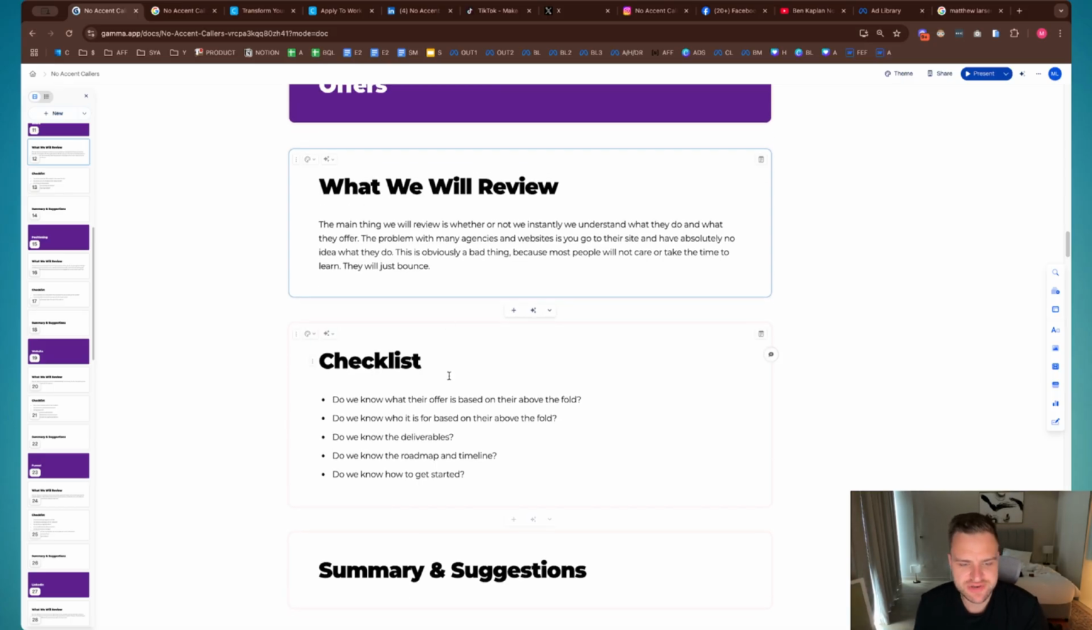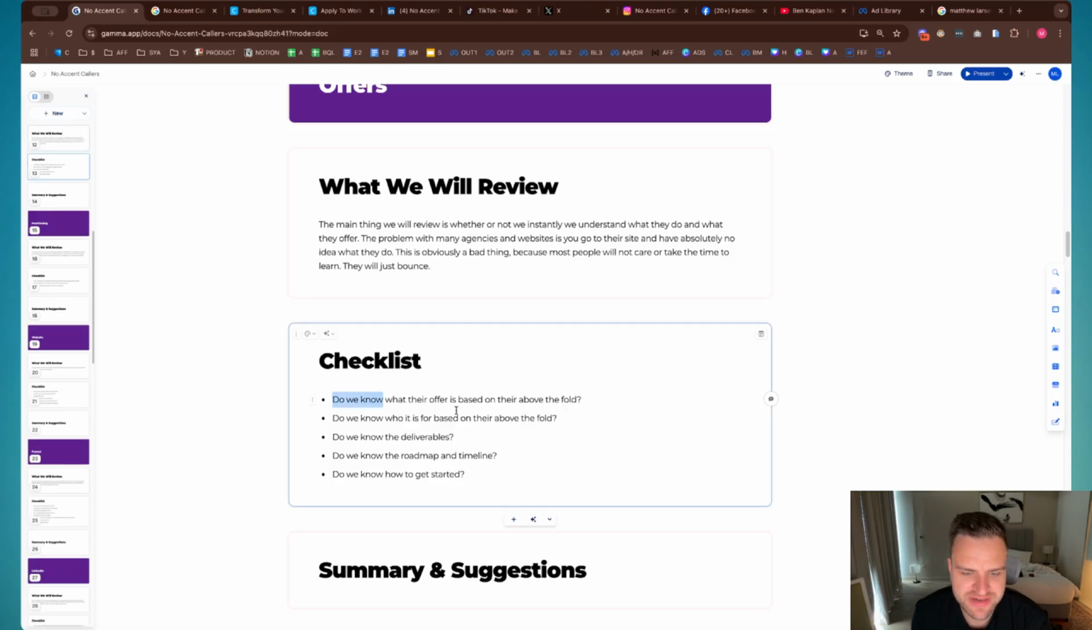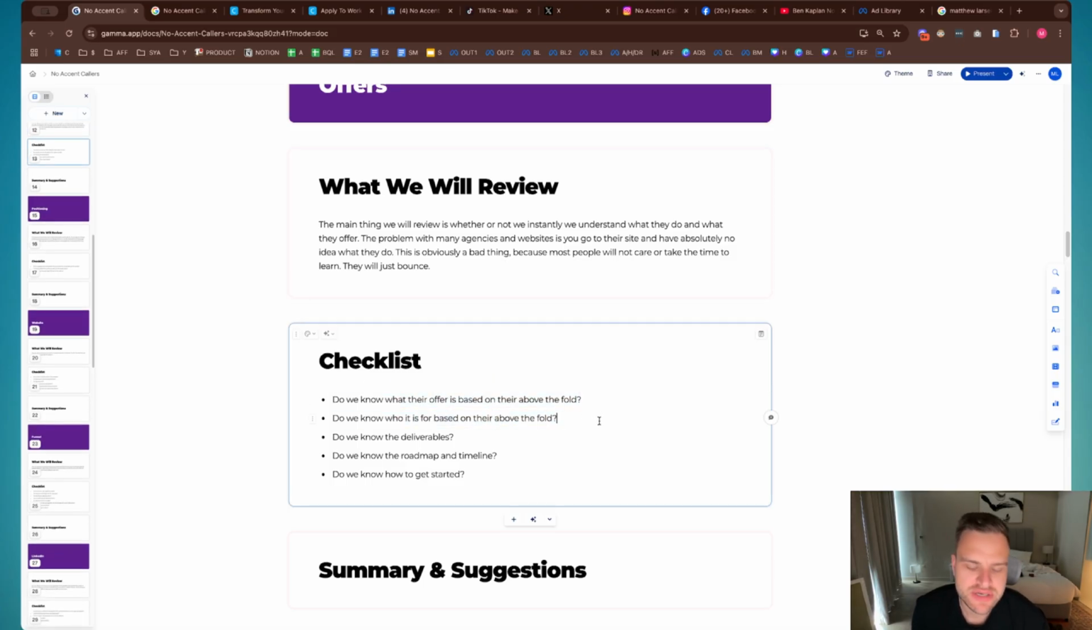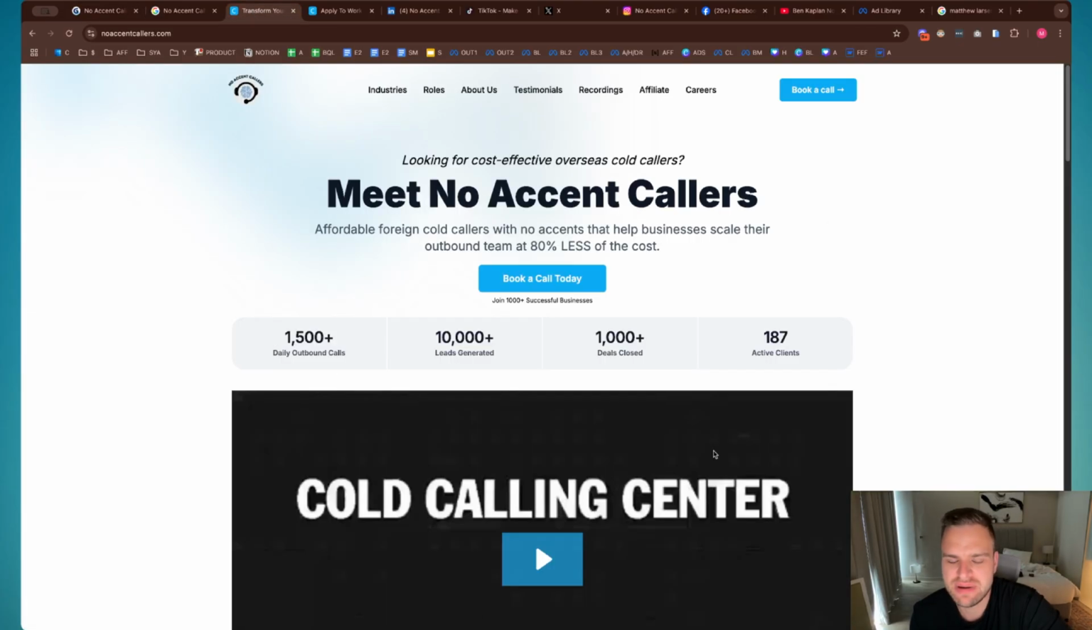So the things that I usually look for is, do we know what their offer is based on the above the fold? Do we know who it's for based on the above the fold? Do we know the deliverables? Do we know the roadmap and timeline? And then do we know how to get started? Those 5 things are basically the most important things. So the above the fold is the area that's available basically without scrolling. That's on desktop, but more importantly, it's on mobile.